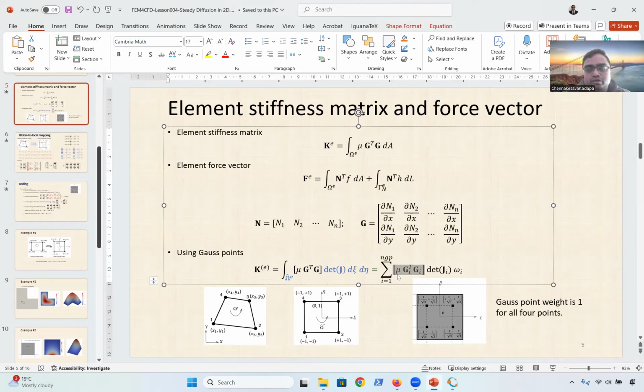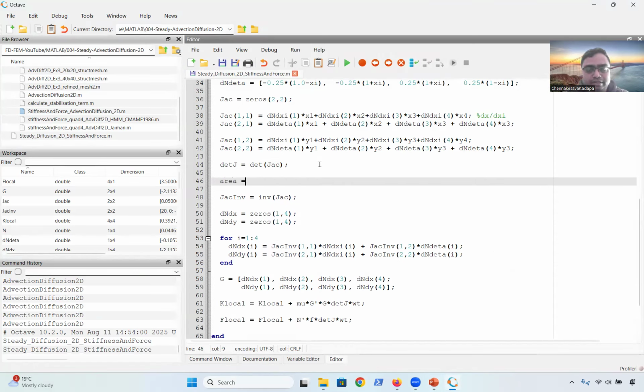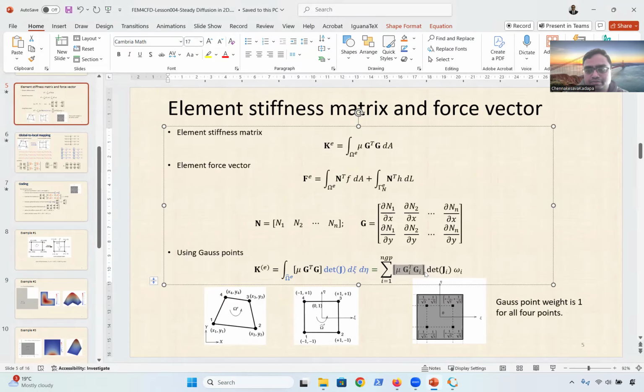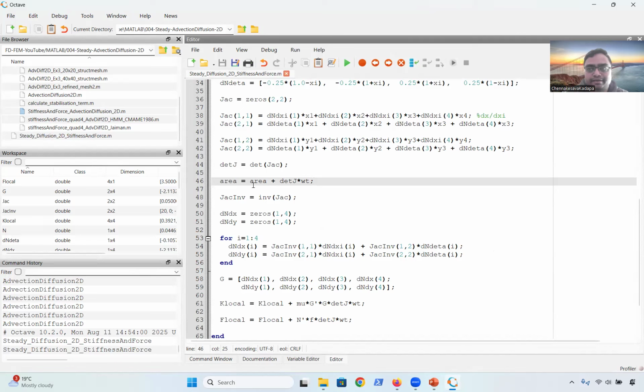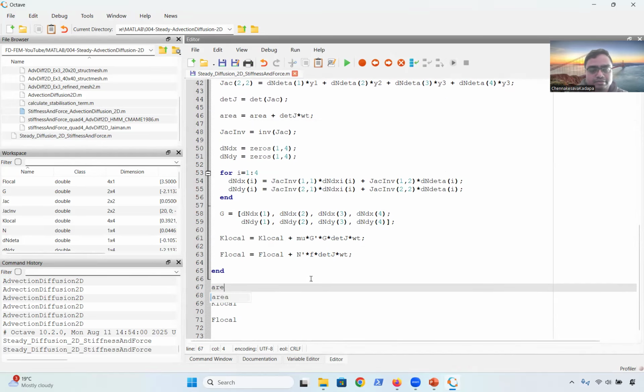So if we have 1 here, and we add the contribution from all the Gauss points, we should get the area of the element. That is, after calculating the determinant of Jacobian, we can calculate the area like this, J multiplied by the weight. Instead of this mu G transpose G, we have just determinant of J and omega, that is the weight. That should give us the area. Again, don't forget to add to the previous because we are looping over Gauss points.